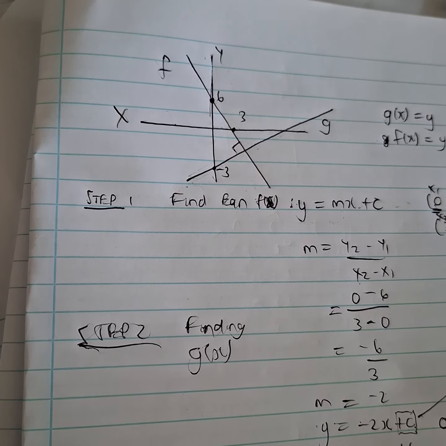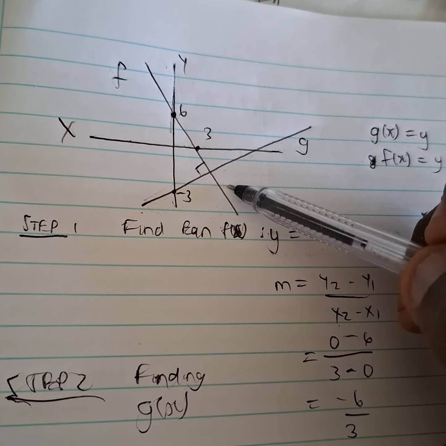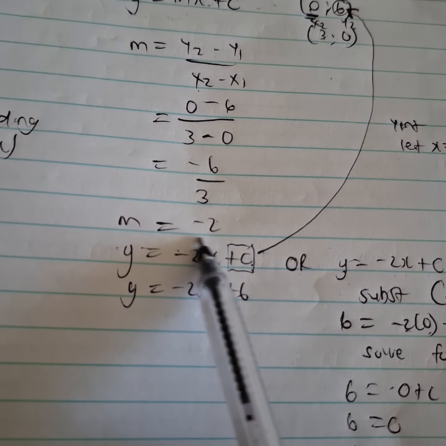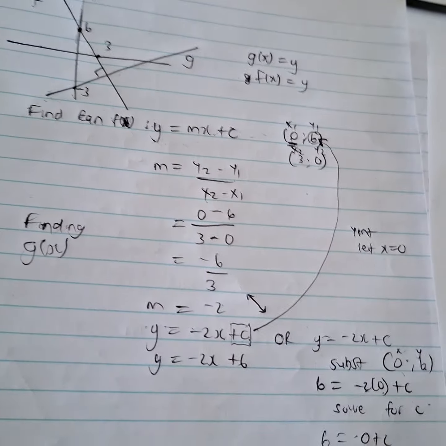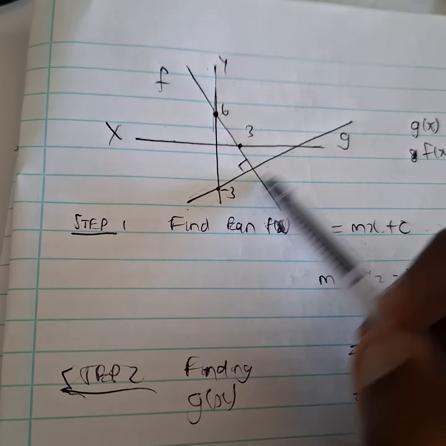Another thing to note is that the gradient of this line, since it's a decreasing straight line, should have a gradient that is negative. So it makes sense that we have a negative 2 here because it's a decreasing straight line. Makes sense? Now we want g of x, the equation of this line.